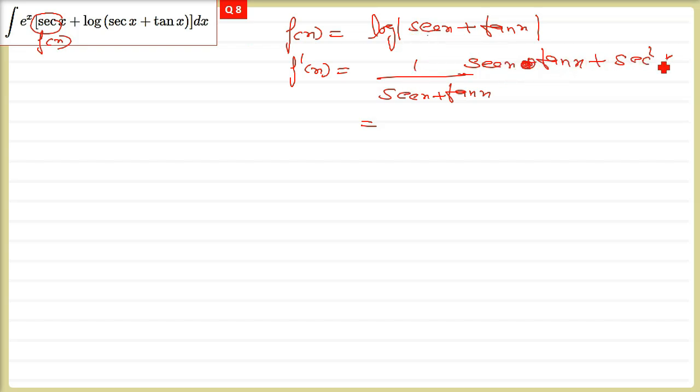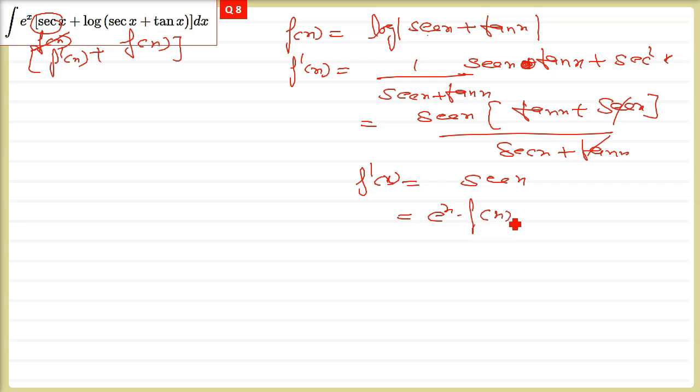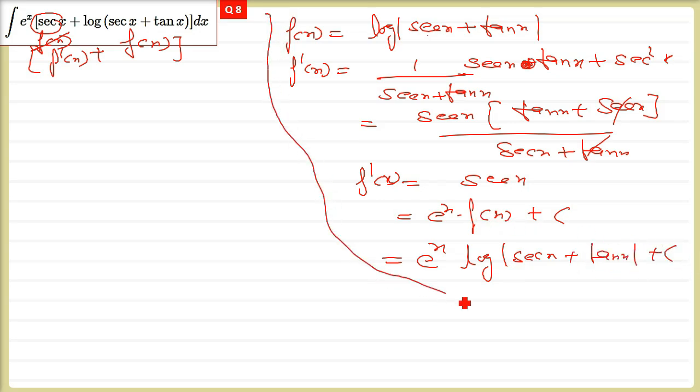So it's multiplication. So sec x, you can take sec x common from upstairs. You will get tan x plus sec square x, sec x, and in the denominator sec x tan x is already there with addition, and if this gets cancelled, you only get sec x. So f dash x also we got, this is f(x) and this is f dash x. So e^x [f(x) plus f dash x] will give you e^x into f(x) plus constant of integration. So e^x, what is f(x) here? Log modulus of sec x plus tan x. So log modulus of sec x plus tan x plus constant of integration. So this is your direct result, and this is the way you have to solve.